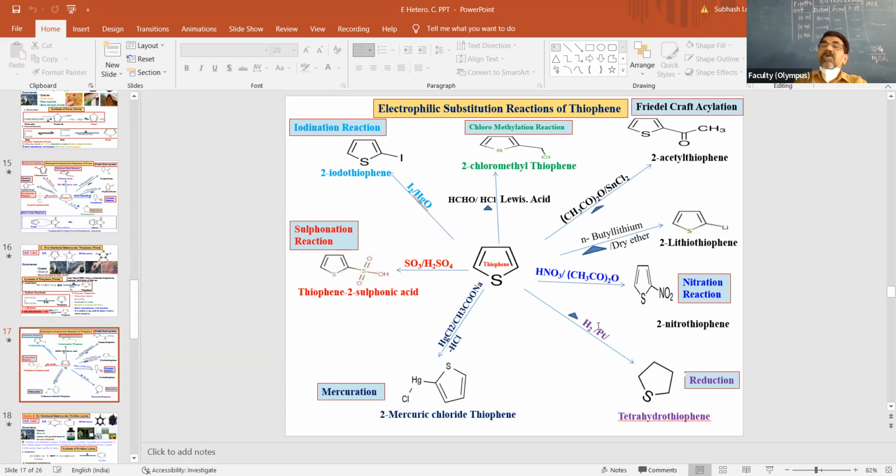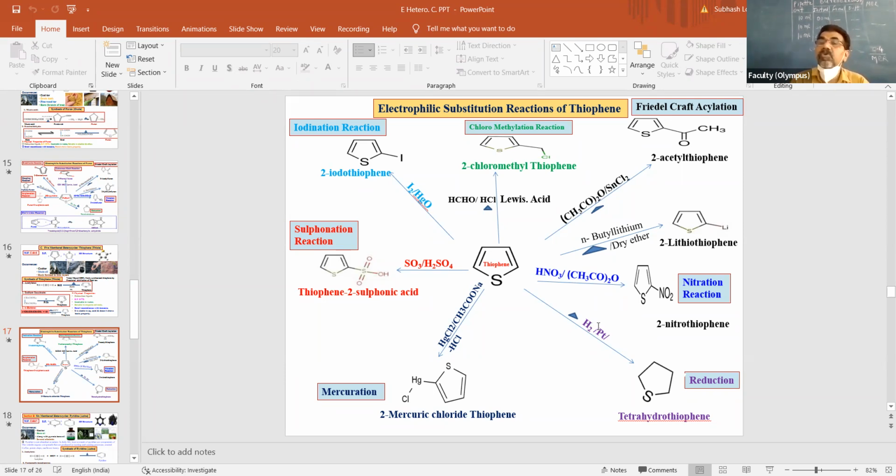Because at the 2 position, the carbon number 2, we have more electron density, and due to the presence of more electron density, it attracts the electrophile maximally. The electrophile NO2, positively charged, can easily attach, forming the sigma complex, and with elimination of a proton, you get the product. We already learned the mechanism also. So here only 2-nitrothiophene is obtained. You can remember just the 2 position, 2-nitro.